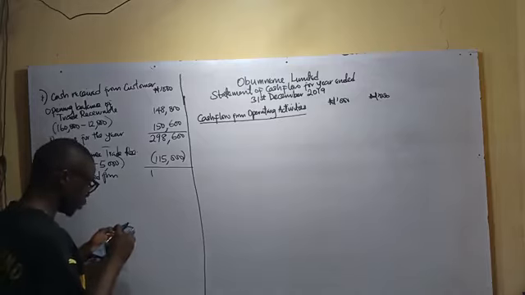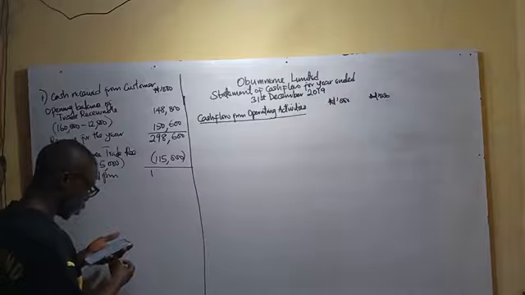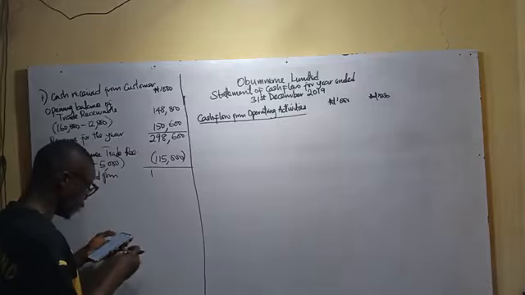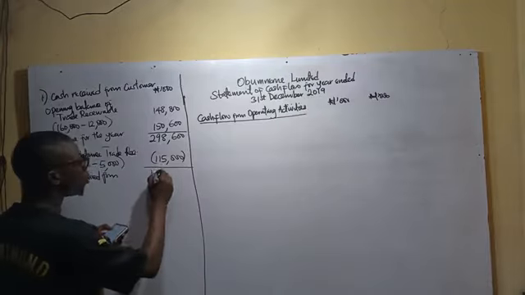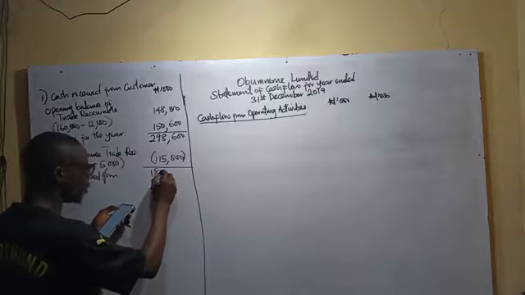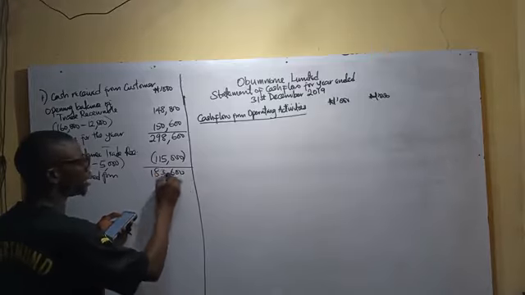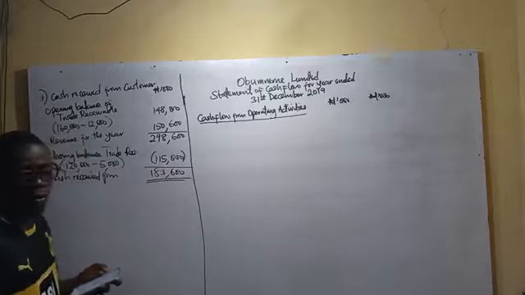So what will be the... let's be fast. We are not even following. No problem. So 183,600. That will be the cash that they have collected. Are you getting what I'm saying now?